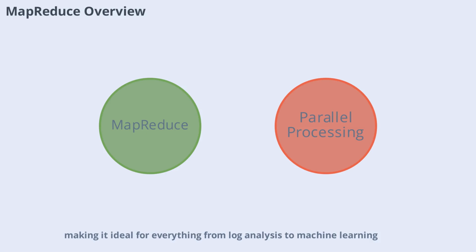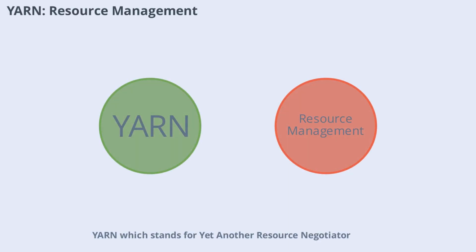YARN, which stands for Yet Another Resource Negotiator, is Hadoop's resource management layer. It allocates system resources like CPU and memory to different applications running on the cluster. YARN makes it possible to run multiple data processing engines on Hadoop, improving flexibility and resource utilization.